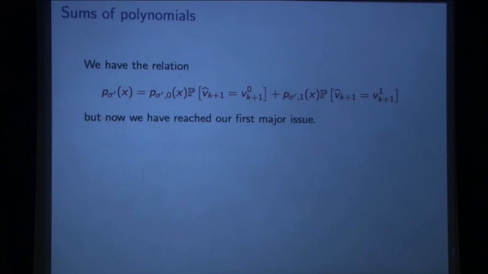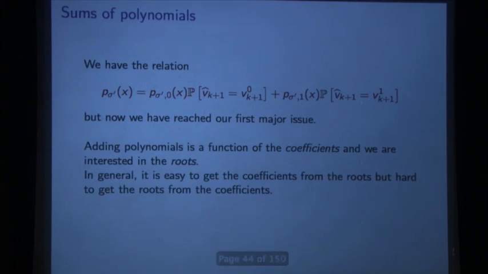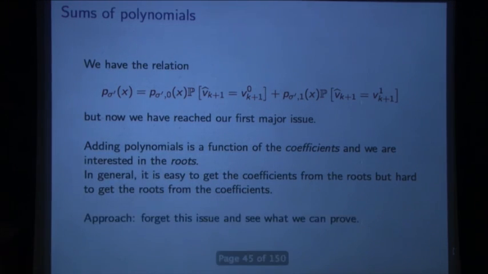And already now we've reached our first major issue. The problem is that we now have a linear combination of polynomials, and adding polynomials is inherently a function of the coefficients. And we're interested in the roots. In general, it's pretty easy to get the coefficients from the roots. You just multiply out x minus the roots. But it's not particularly easy to get the roots from the coefficients. That's what Abel's theorems tell us and things like that. So our approach is going to be to forget that this is an issue and see what we can prove, and just live in denial for the moment.